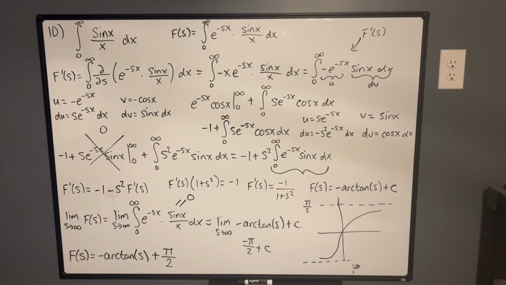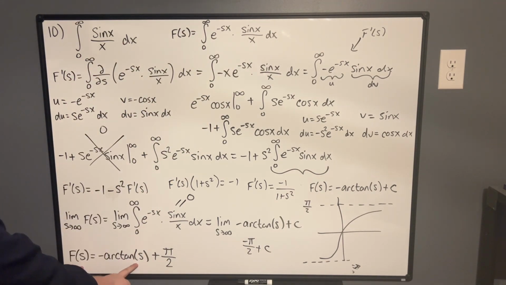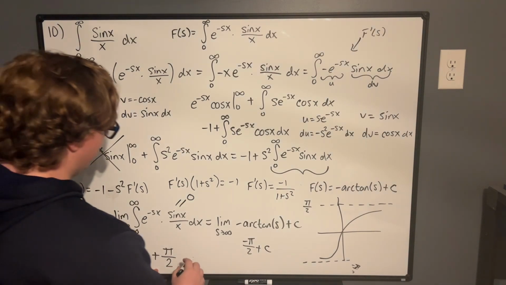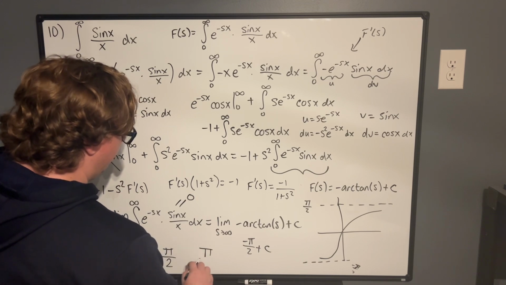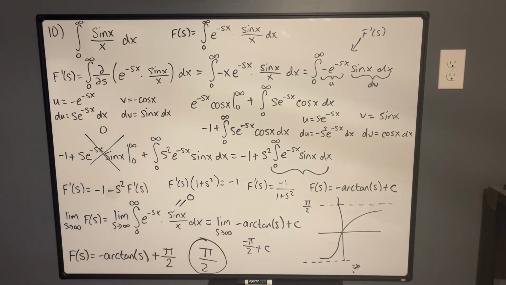And if you notice, we plug 0 in for s, right? It's going to give us our original integral, but we can plug it into this much nicer form, and arctan of 0 is 0, right? So we have f of 0 is 0 plus pi over 2. So that means that this integral right here is equal to pi over 2. So a very nice solution to a very ugly integral, right?